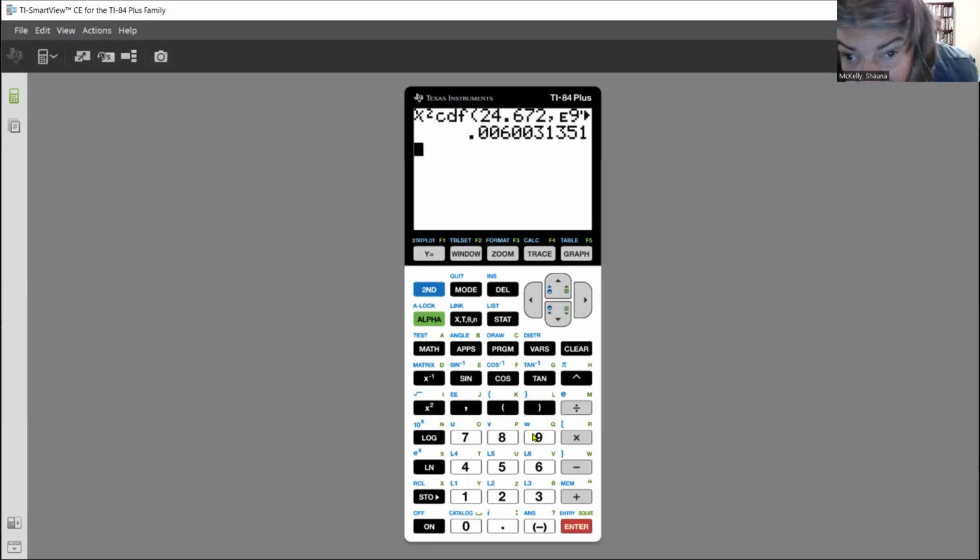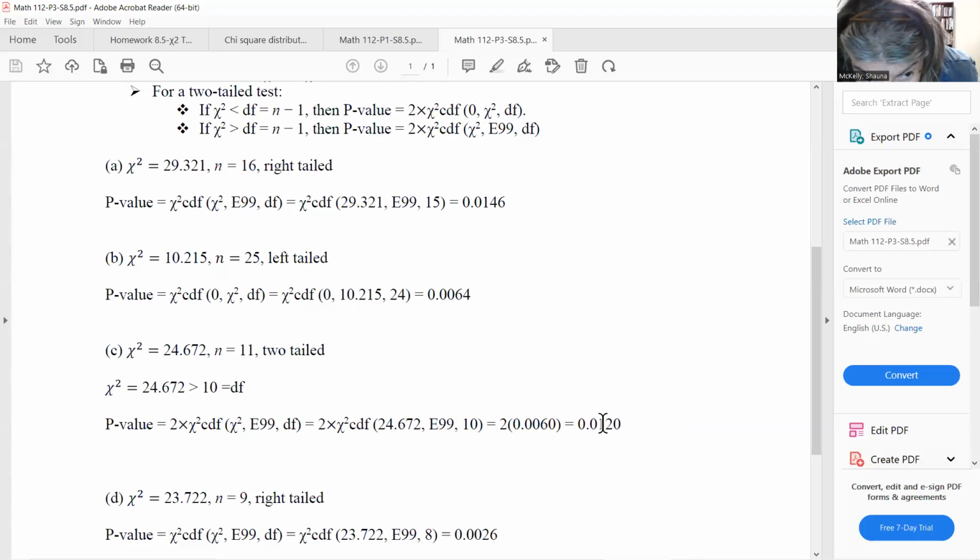Now, remember, I have to double that number. If I had remembered to, I could have put the 2 times in first and gone there, but I'm just going to do it right now. I'm going to multiply by 2. And that is 0.0120. So here, I have my p-value for a two-tail test.